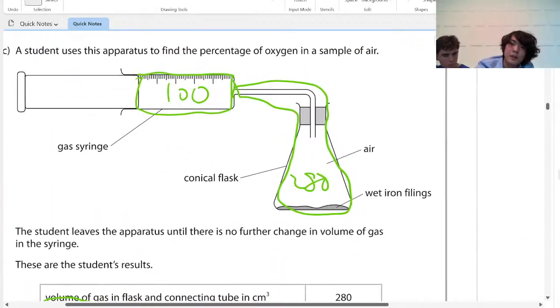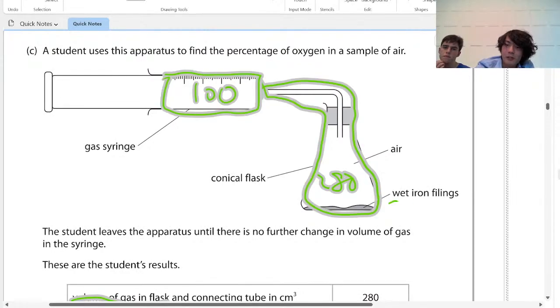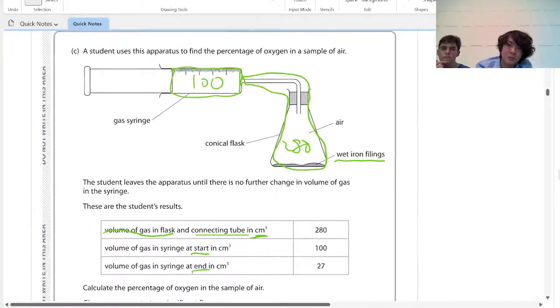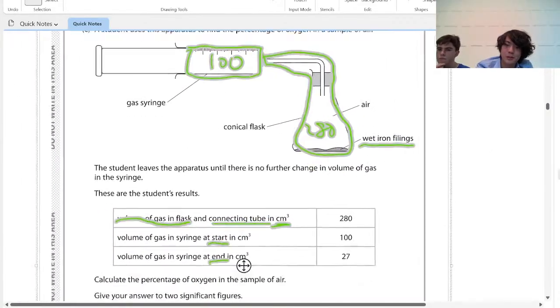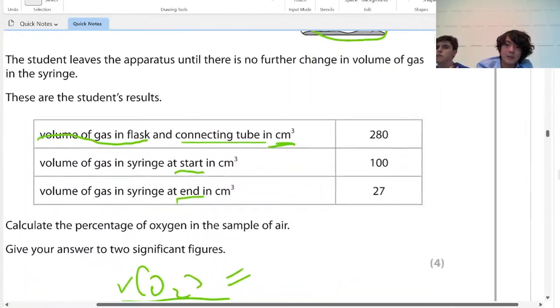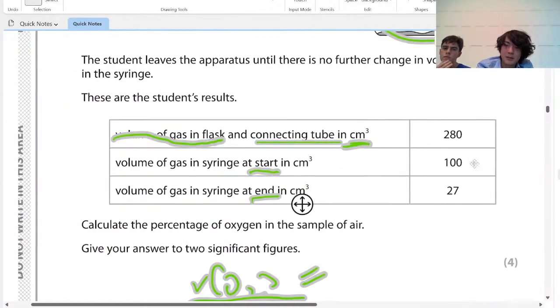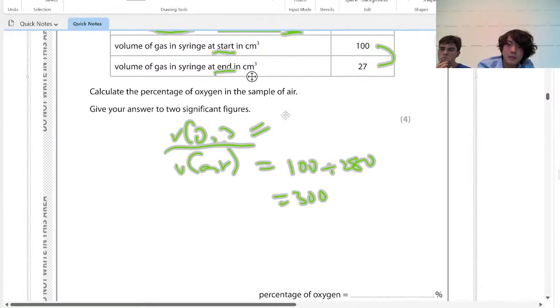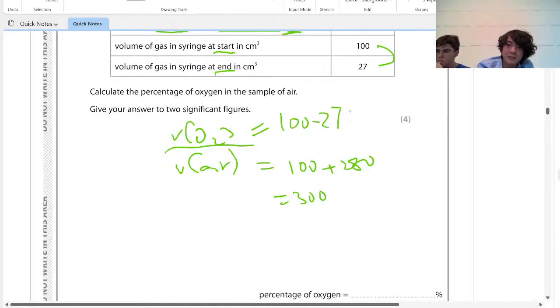So what is the reaction that's going on? Wet iron filings. So you should know iron rusts and it consumes oxygen. So the only gas that's going to be consumed is oxygen, and that's recorded by the difference in the volume. So the volume of oxygen is 100 minus 27, which is 73.